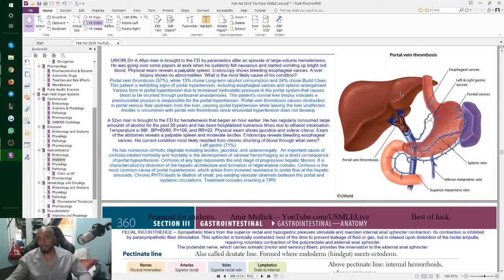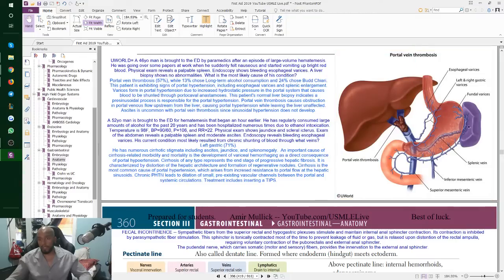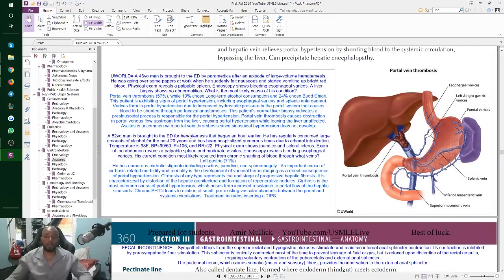This patient had this issue, right? Portal vein thrombosis, so you can see all the blood is now starting to back up. Right? So he's got the esophageal varices, he's got the splenic enlargement, and he's going to have coughing up blood, and that's what he did. He vomited bright red blood. This next question is related to the stuff we just talked about above.